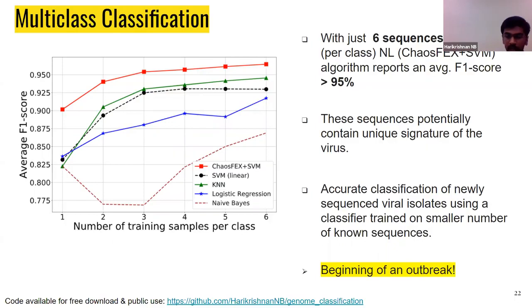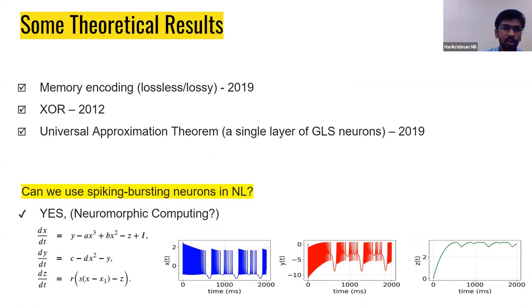In 2019, our group did some work on GLS based memory encoding using chaotic neurons. Chaotic GLS neurons can also be used to build logic gates. In our own work, we have shown that the NeuroChaos Learning architecture, even with a single layer, can satisfy a universal approximation theorem. We have given a proof in our paper, and I will share all these papers with you.